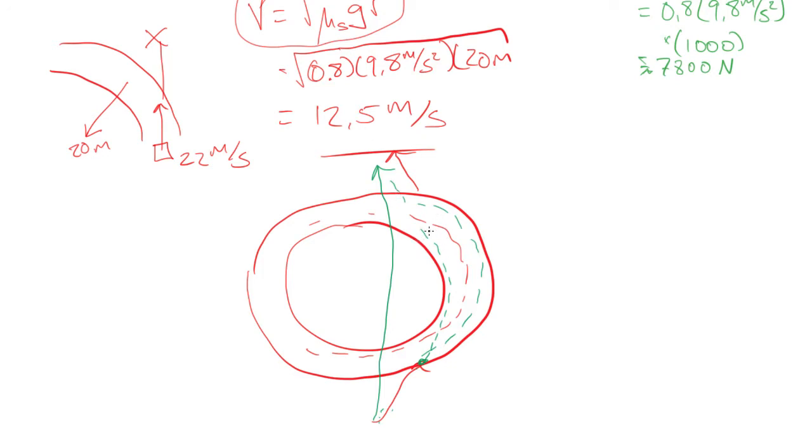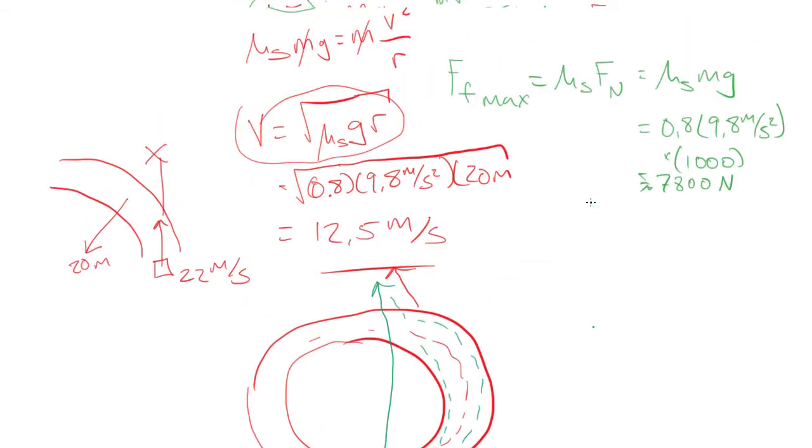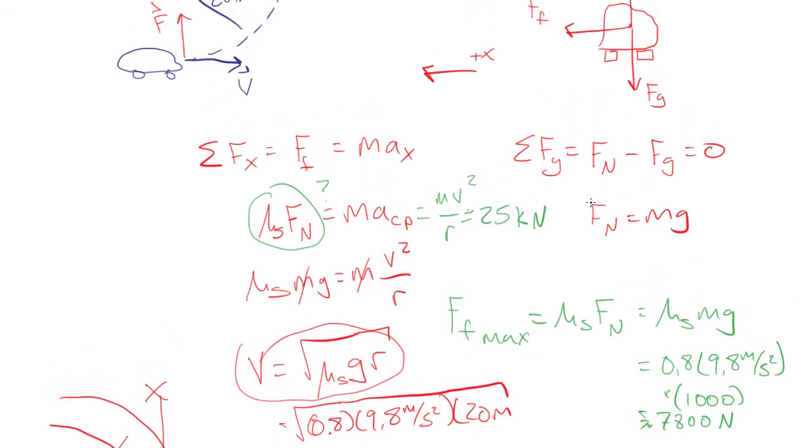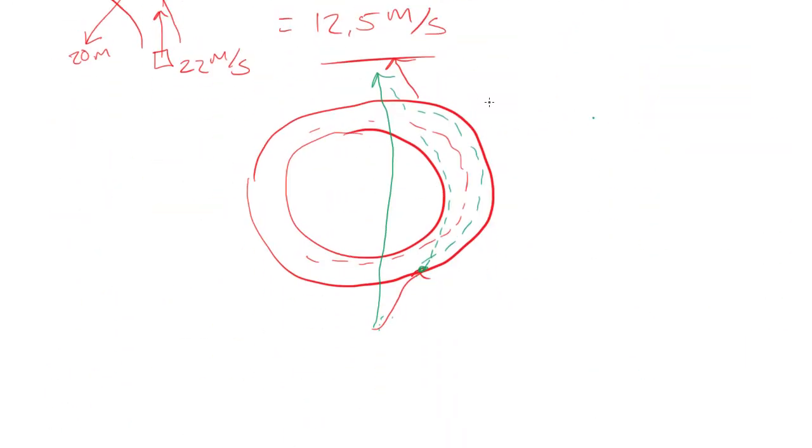Could you explain again the two numbers we calculated and how they relate to the problem, the 25 kilonewtons and the 7,800? Sure. I did a poor job of explaining that because I was going in a different direction. So let me have a blank slate here.